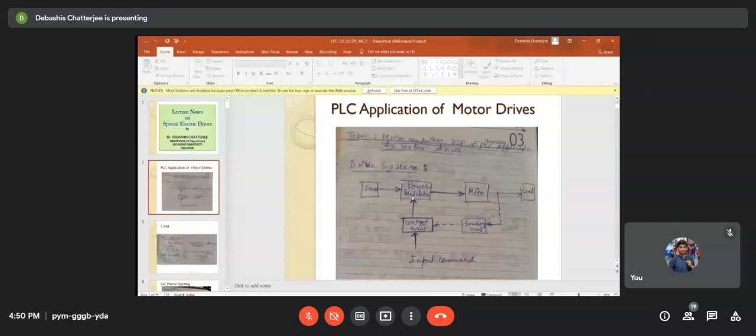And in the bottom we have input command. So input command could be, say, your speed reference, could be your torque reference, whatever it is, depending on the mode of control. So this is the diagram of an entire drive system. Okay, so is it clear?